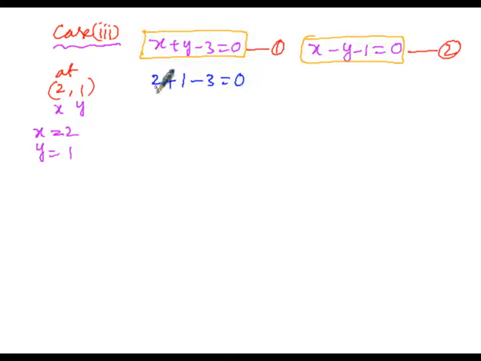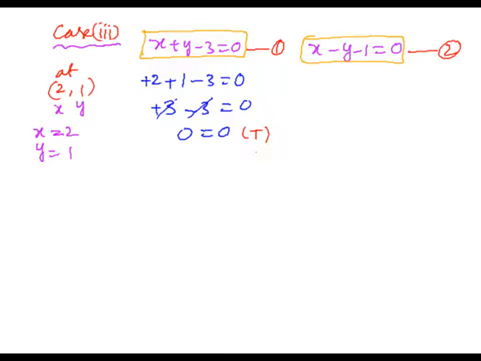2 plus 1 is 3, because both are positive we can add these two, plus of plus is plus. So the greater one is 2, its sign is positive, and the minus 3 can be written as it is, equals 0. Minus 3 plus 3 gets cancelled, so we got 0 equals 0. Here the condition is true.